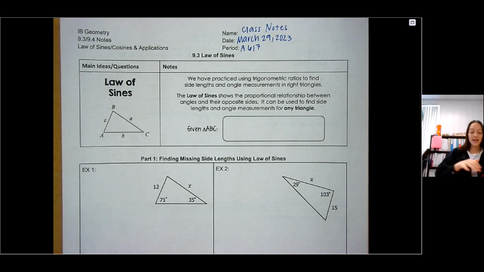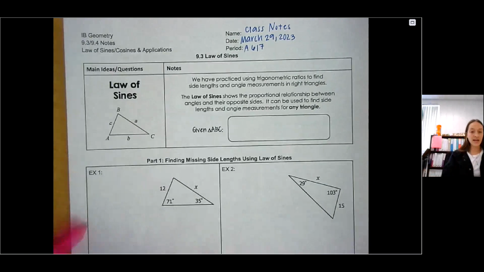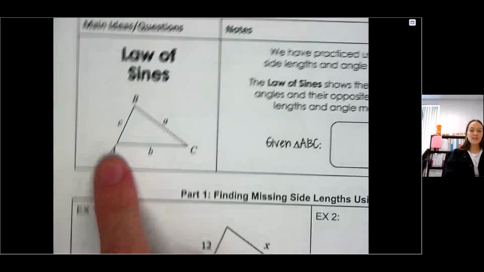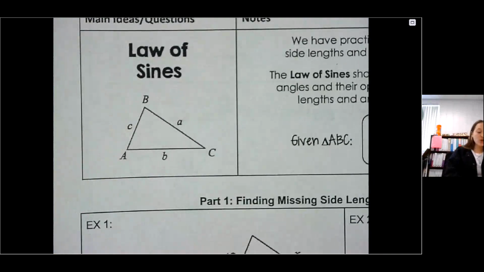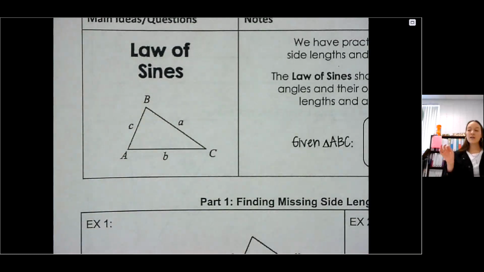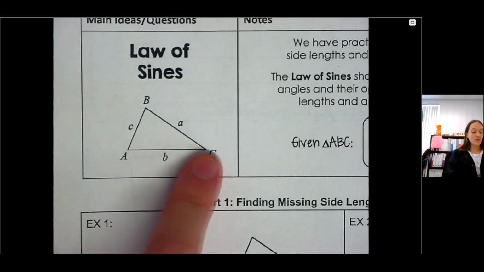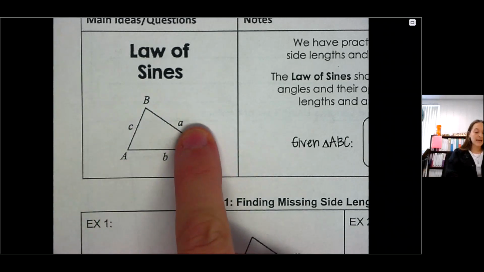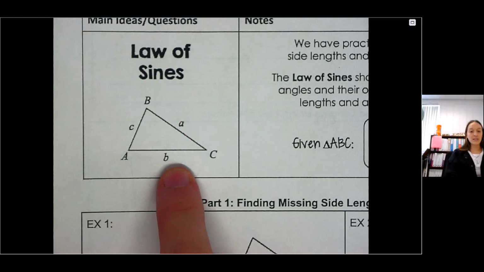The law of sines shows multiple proportions that have a relationship between the angles and their sides. If we take a look at our picture here, the uppercase A, B, and C are the vertices, and those are the angle measures: angle A, angle B, and angle C. The sides that are directly opposite those angles are the sides that match up with them. So angle C, if we go across, matches with the lowercase side c. Angle A matches with lowercase a, and angle B matches with lowercase b.